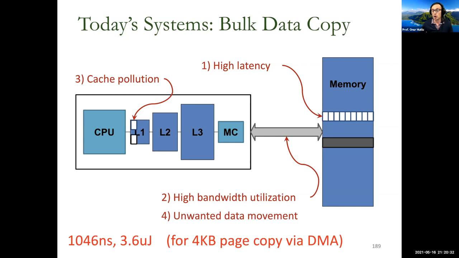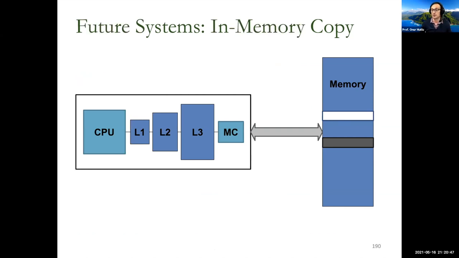So basically, even a small page copy, 4 kilobytes, by just going through the memory controller, not even disturbing the caches, takes about 1,000 nanoseconds in today's technologies and 3.6 microjoules. The question is, can we do better? If you were data-centric, maybe we wouldn't go through the CPU. Well, I don't think we should go through the CPU. Why not just do it inside the memory when it makes sense to do so? If you don't have good locality, for example, in the destination page, just do it inside the memory, right?